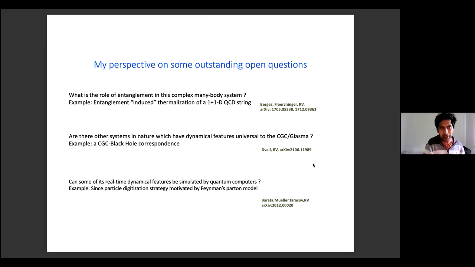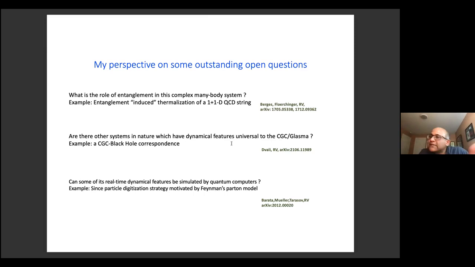Okay, so let me address the first question. In fact, this is one of the outstanding open questions, the middle point that I mentioned here, where the way to think about it is that you have this very complex system, and then you have in there a separation of time scales between modes, and here one is really focusing on the entropy of a lump of very highly occupied gluons. So in principle you can ask, what's the entanglement entropy of the system.